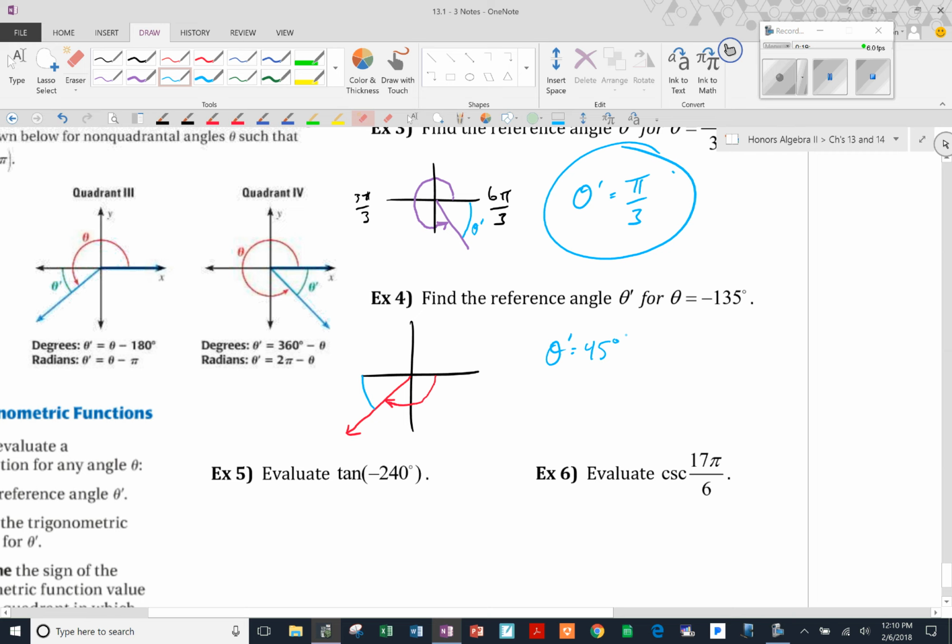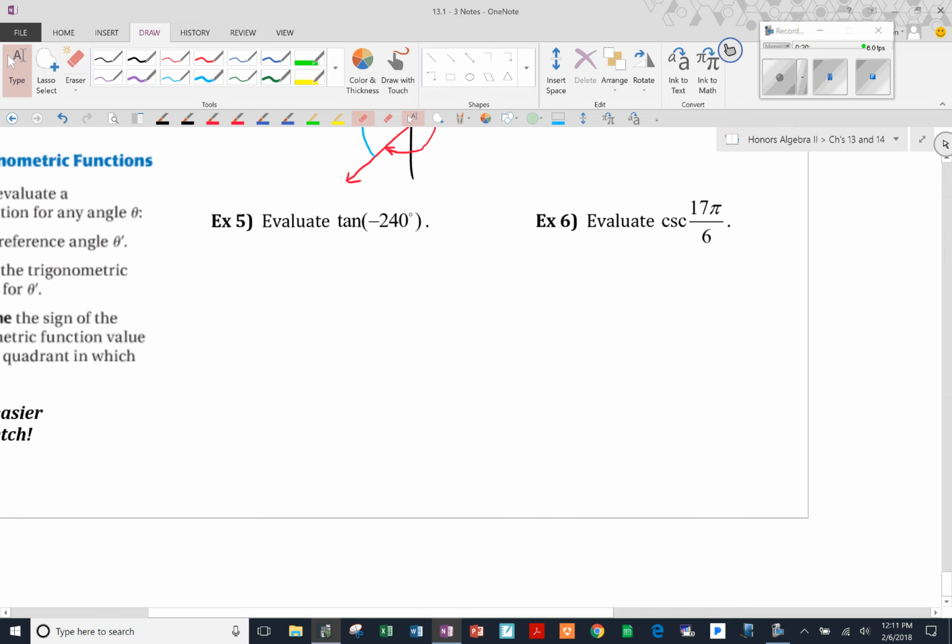So if you found the tangent of negative 135, it would be 1, because tangent's positive down there, and the tangent of 45 degrees is 1. The sine and cosine of negative 135 are both negative square root of 2 over 2. They're both negative because we're in the third quadrant. Square root of 2 over 2 from 45 degrees. Let's do some of those in examples.